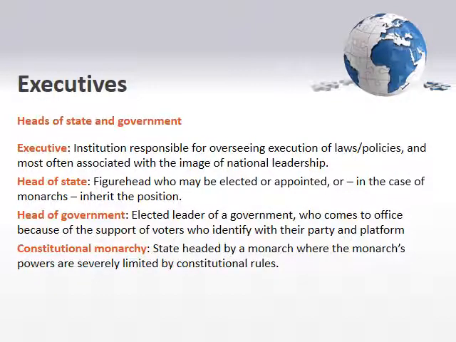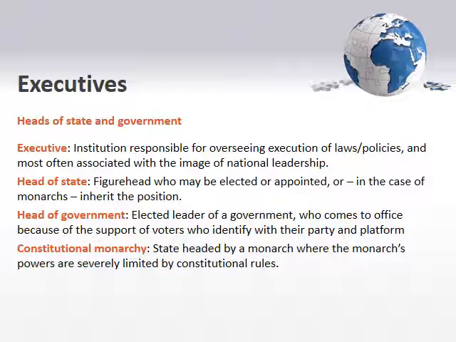Okay, some key terms that we need to be familiar with as we discuss the political executive. First of all, the term executive itself. We're talking about the political institution, or in the case of the United States, the branch of government responsible for overseeing the execution of laws and policies. It's most often associated with the image of national leadership.